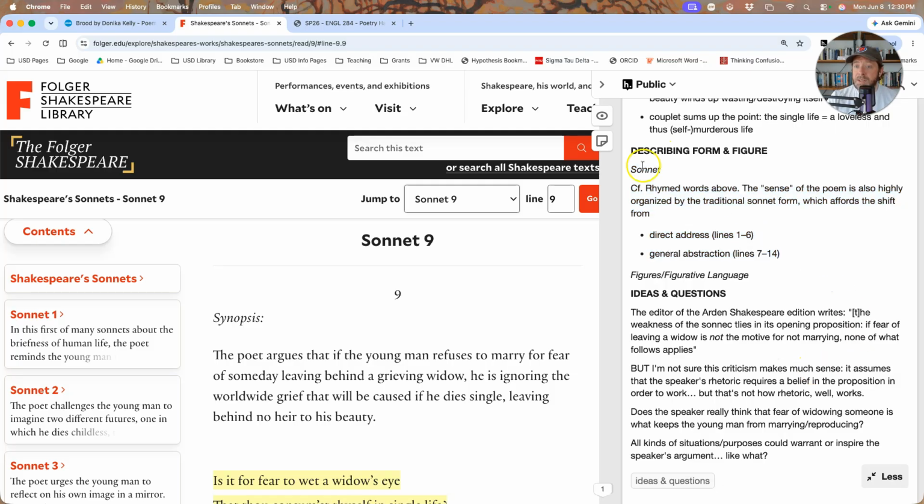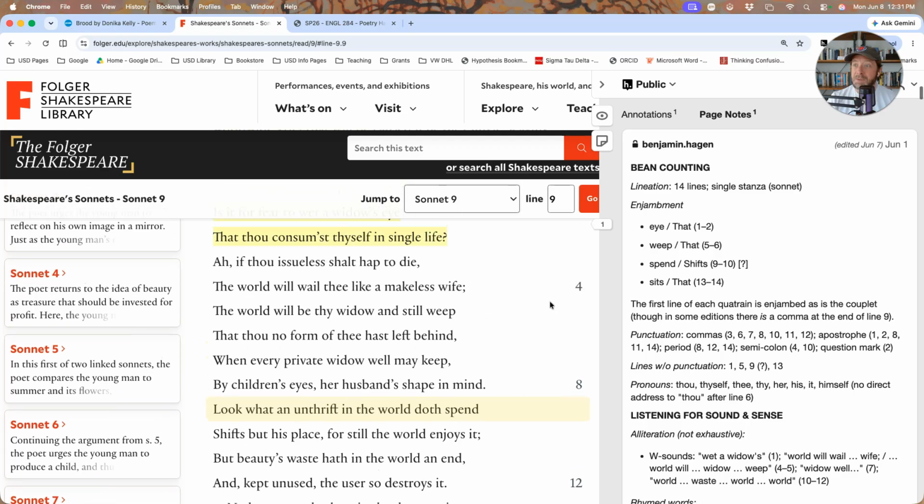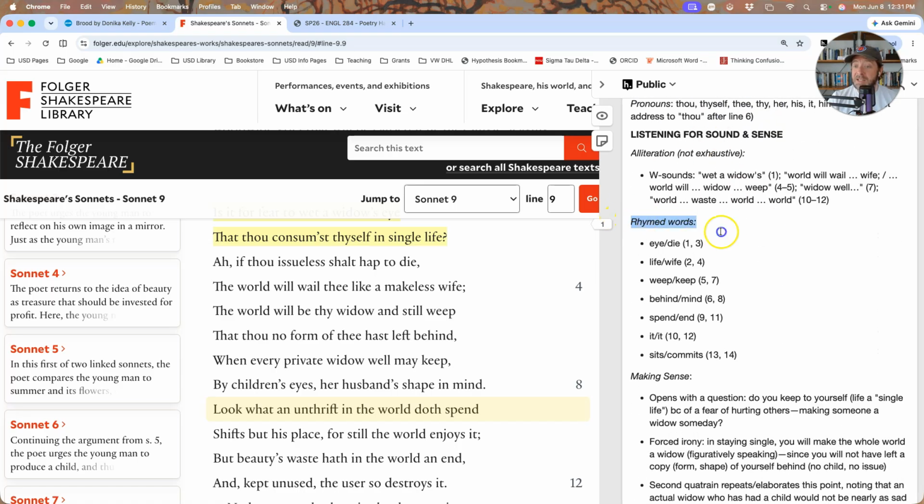So, for instance, when talking about the form of a sonnet, you have to address how many lines there are. In identifying it as a sonnet, you have something to say about how many lines are in the poem, because most sonnets are 14 lines. Notes about enjambment are largely going to be a concern as well. If and when listening for sound and sense, the rhymed words are part of the rhyme scheme. That again is part of a traditional sonnet.